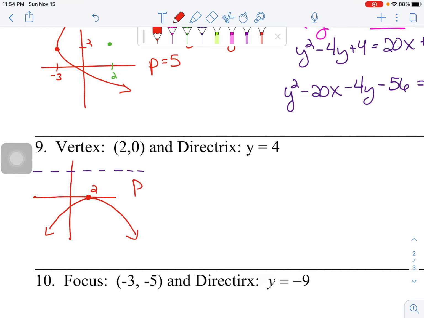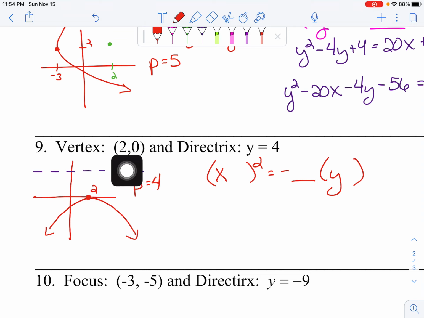So we've got the vertex. Focal distance here, well, how far is it from the x-axis to y equals 4? Well, it's 4 units. All right, so again, that all helps me count it out when I can see it in the picture. So this is going to be opening down. So this is going to be an x squared with a negative.